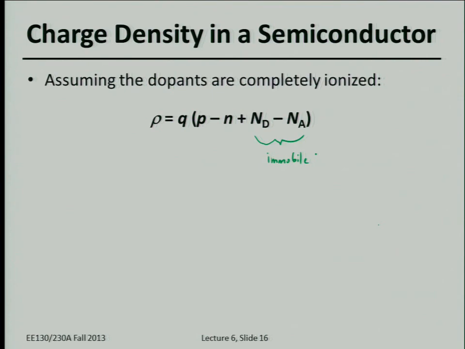It can be due to ionized dopants, right? So N sub D is positively charged, and N sub A is negatively charged ions. And then we also have mobile charge in a semiconductor. Those are positively charged holes and negatively charged electrons. Okay?